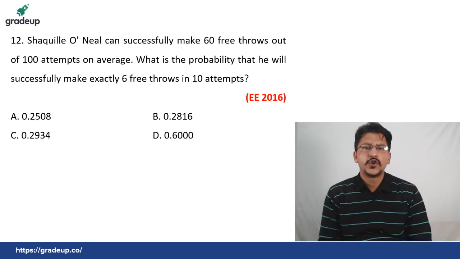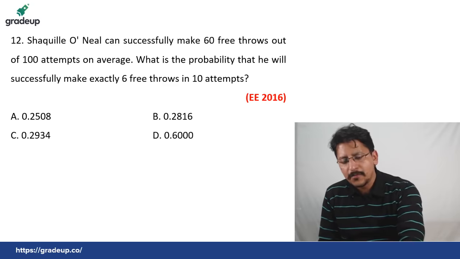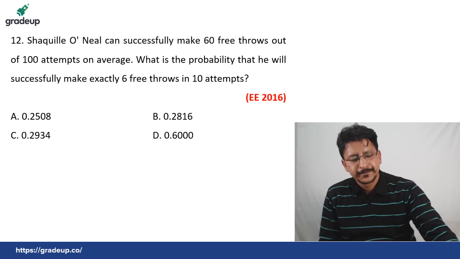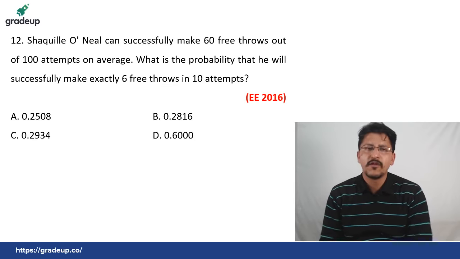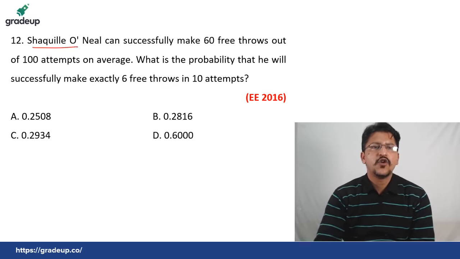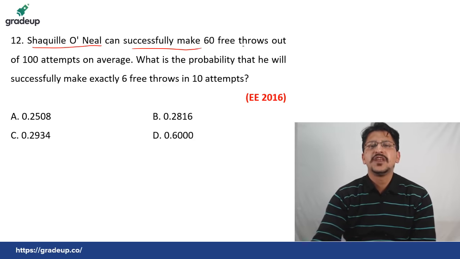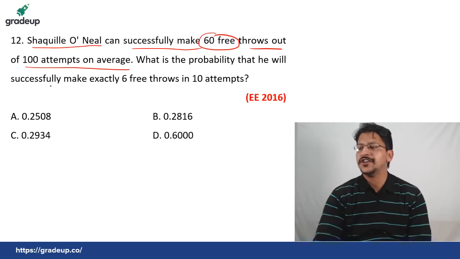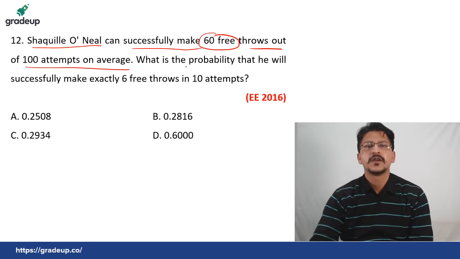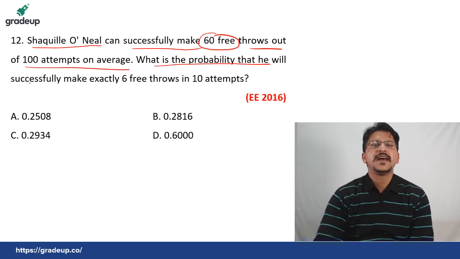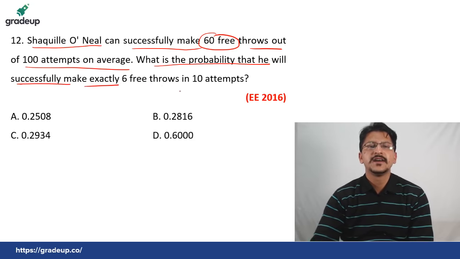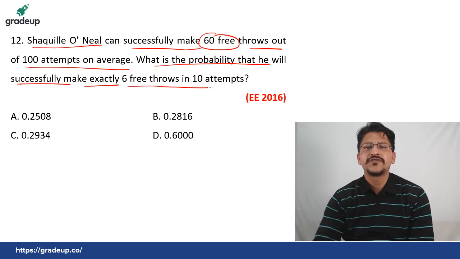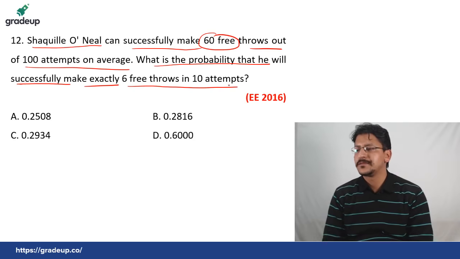Problem number 12. Now this is the problem of probability. Now you have to solve this problem. Shaquille O'Neal can successfully make 60 free throws out of 100 attempts on an average. What is the probability that he will successfully make exactly 6 free throws in 10 attempts?